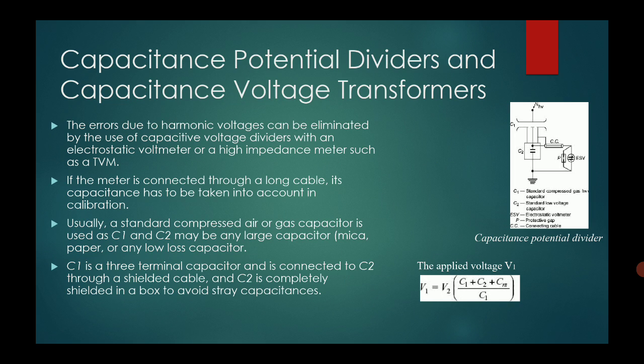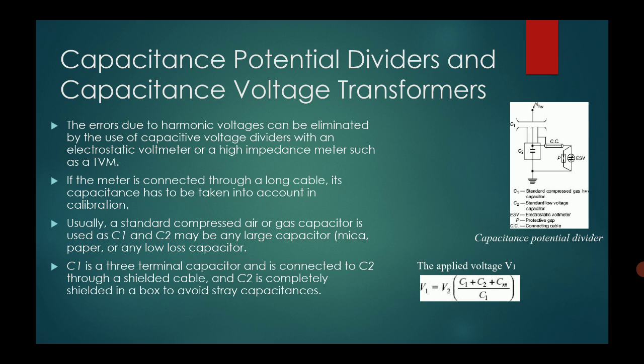Now we come to capacitance potential dividers and capacitance voltage transformers. On the right hand side, you can see the capacitance potential divider schematic diagram. There are certain points here. The error due to the harmonic voltage can be eliminated by the use of capacitive voltage dividers with an electrostatic voltmeter or a high impedance meter such as a TVM. If the meter is connected through a long cable, its capacitance has to be taken into account in calibration. Usually a standard compressed air or gas capacitor is used, as C1 and C2 may be any large capacitance like mica, paper or any low loss capacitor.